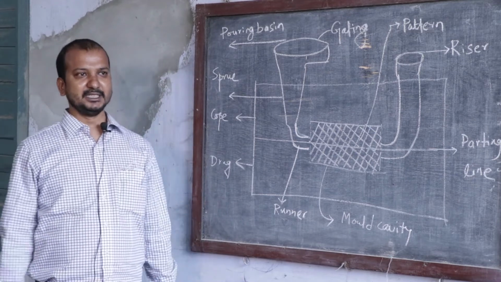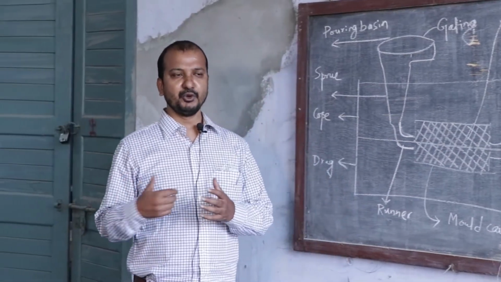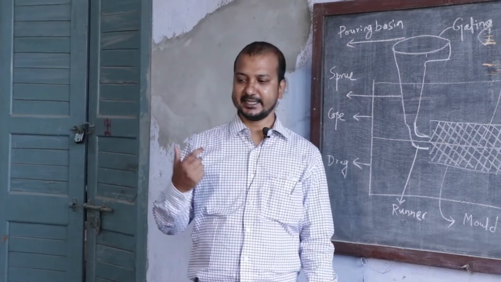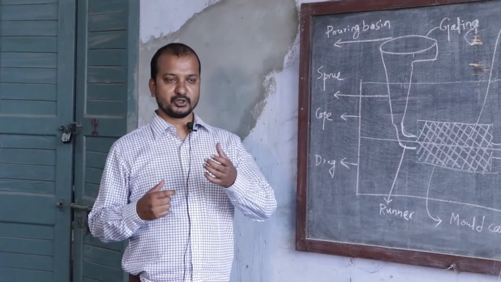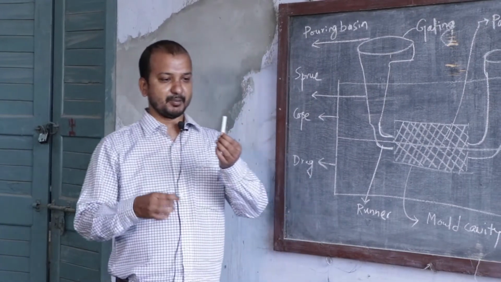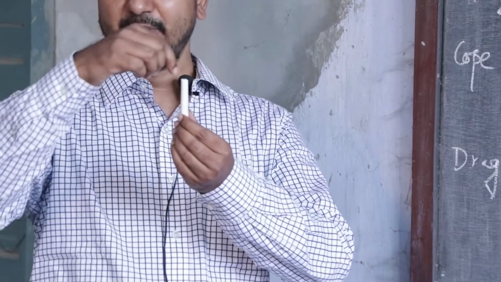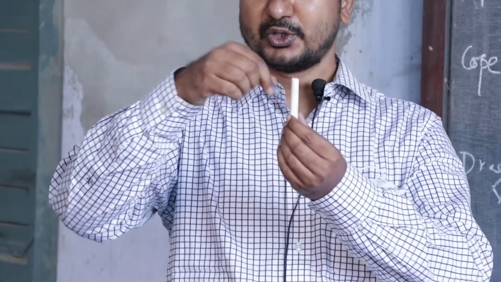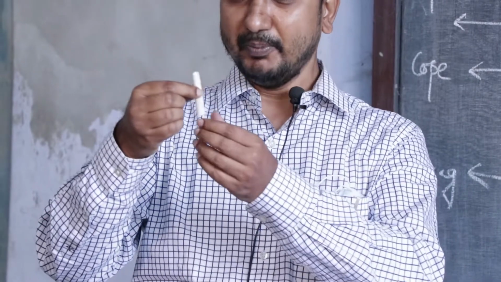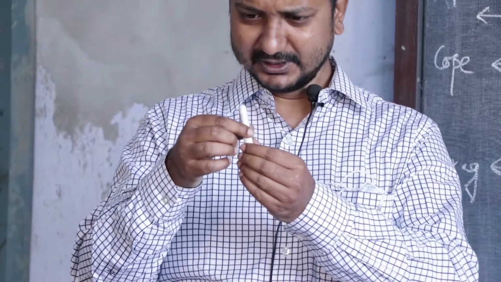Now, in your daily life you may have seen, or if you think about it, suppose we would like to make a candle. The candle is a circular shape. So what will be done is we will take a circular hollow section, and in between that the molten wax will be poured. When the molten wax has solidified, it will be taken out. So this is how the casting process is done.